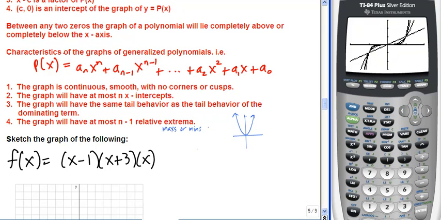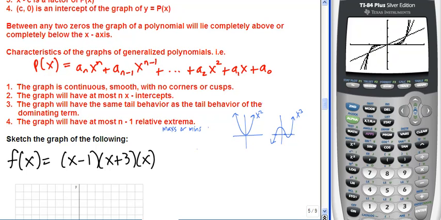How many minimums or maximums does this graph have? It has one minimum, and this was a degree 2, so it has one less than the degree. If you think about a cubic, something like this is a degree 3 with, notice here, 3 zeros, at most 3 zeros. That was what statement number 2 up here said.